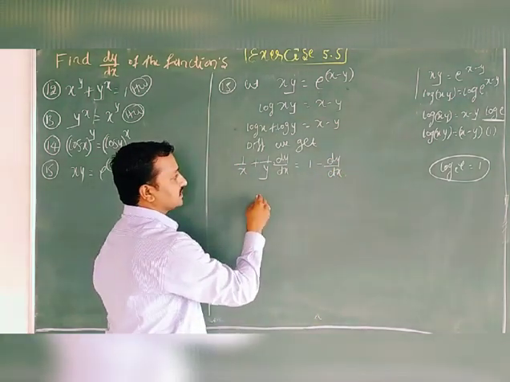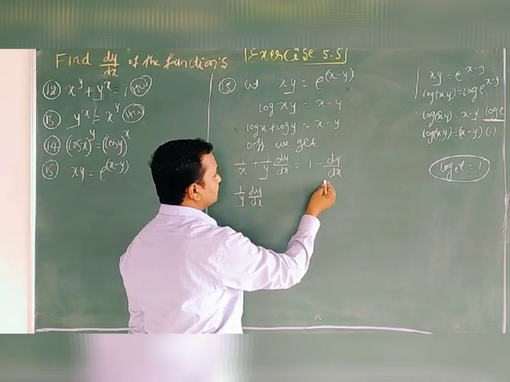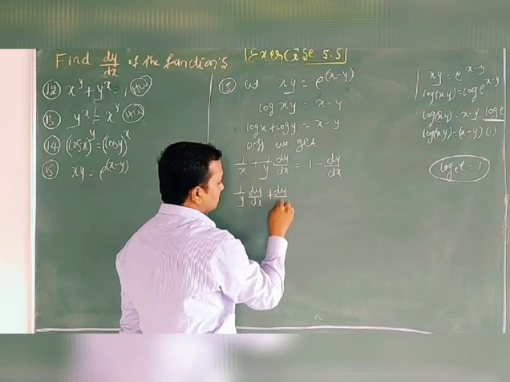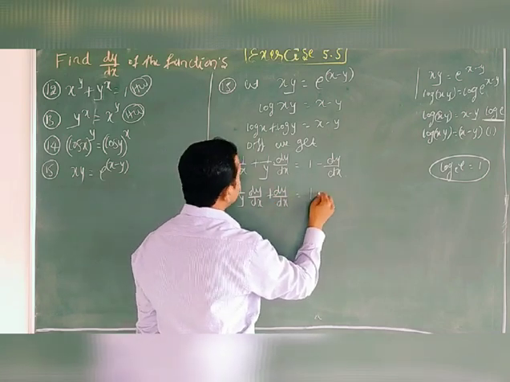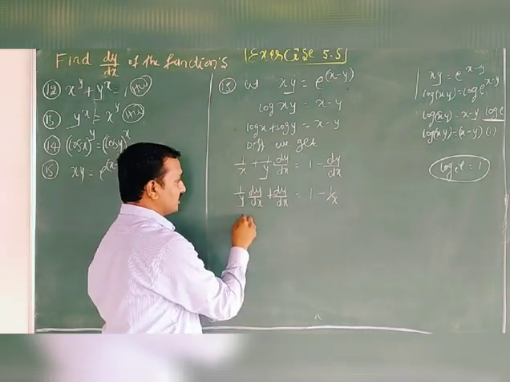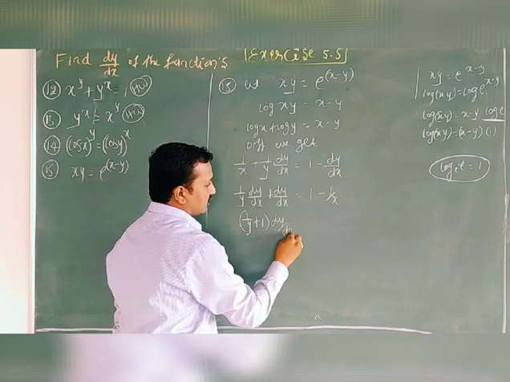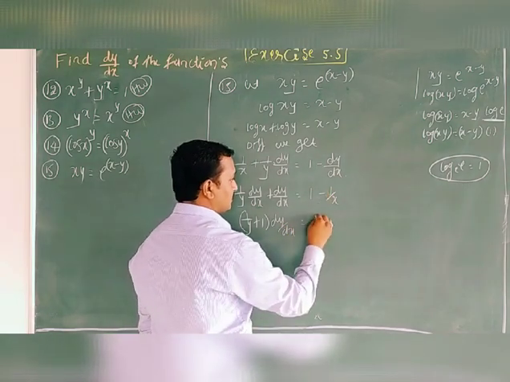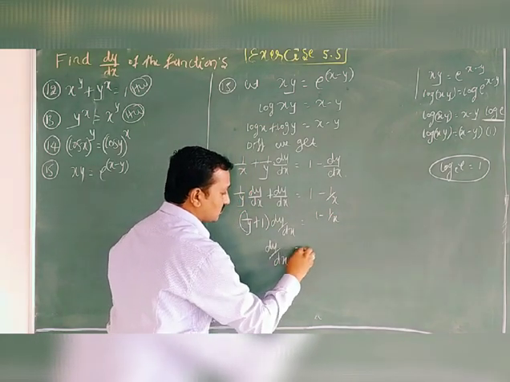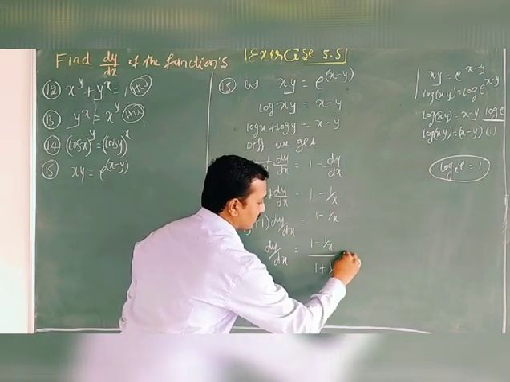Is that clear? So keep dy by dx on one side. So this is 1 by y into dy by dx, plus dy by dx, is equal to 1 minus 1 by x. Clear? Here both terms have dy by dx, so I can take it common. Then 1 by y plus 1 into dy by dx is equal to 1 minus 1 by x. Then dy by dx is equal to 1 minus 1 by x whole divided by 1 by y plus 1.